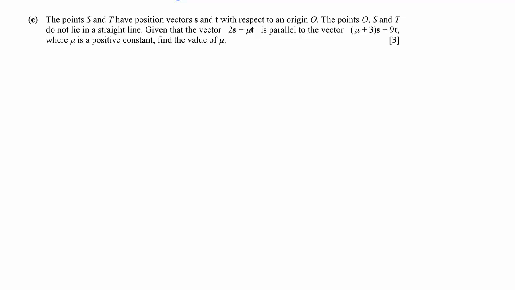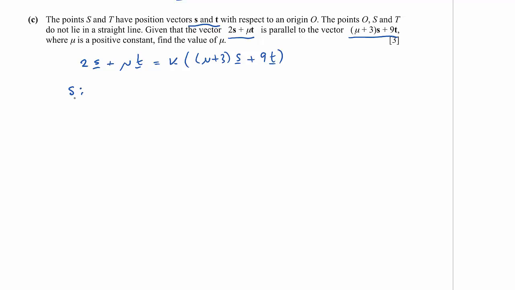The points S and T have position vectors s and t with respect to an origin O. The points O, S and T do not lie in a straight line. Now that's important because it means these vectors s and t are not parallel. But we're given that the vector 2s plus mu t is parallel to this vector, and we want to find the value of mu. Well, if they're parallel, 2s plus mu t must be some constant k multiplied by (mu plus 3)s plus 9t. And then we can equate the s's.